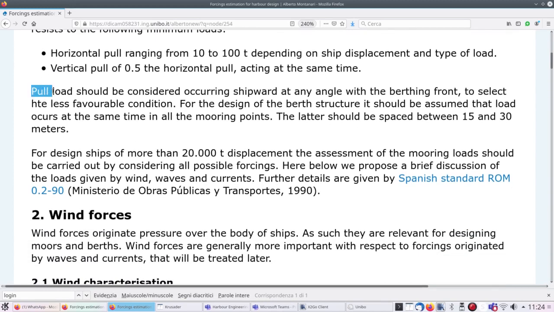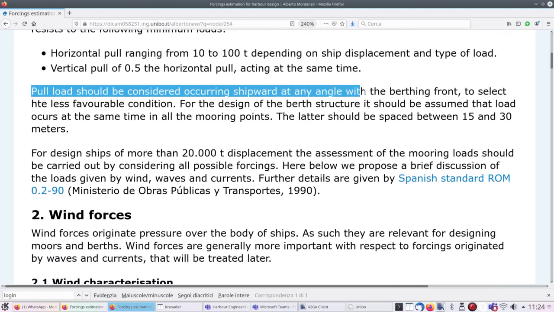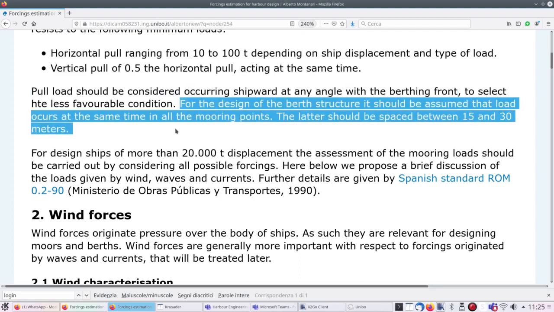Pull load should be considered occurring shipward at any angle with the berthing front, to select the less favorable condition. Here there is a spelling that I need to correct. For the design of the berth structure, it should be assumed that load occurs at the same time in all the mooring points. So when designing the body of the berth, we assume that in all the mooring points we have the same loading. Actually, this is something that may happen, because usually when we moor the boats, we try to distribute the loading as homogeneously as possible.